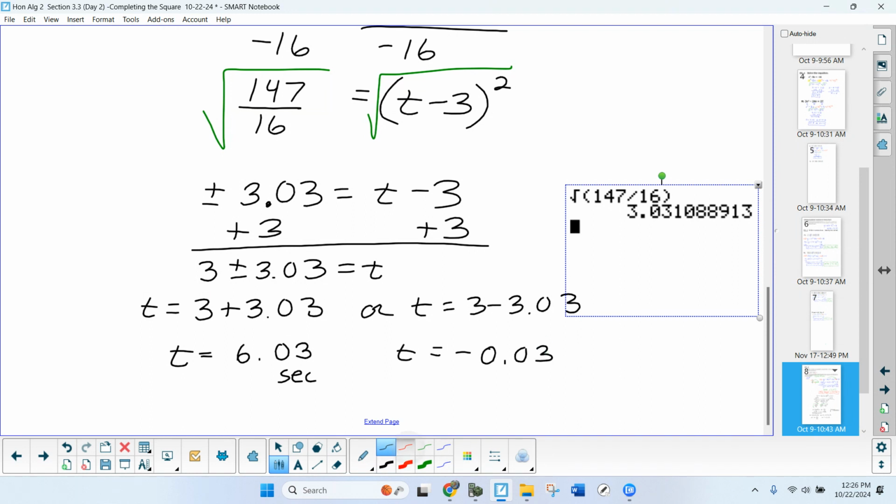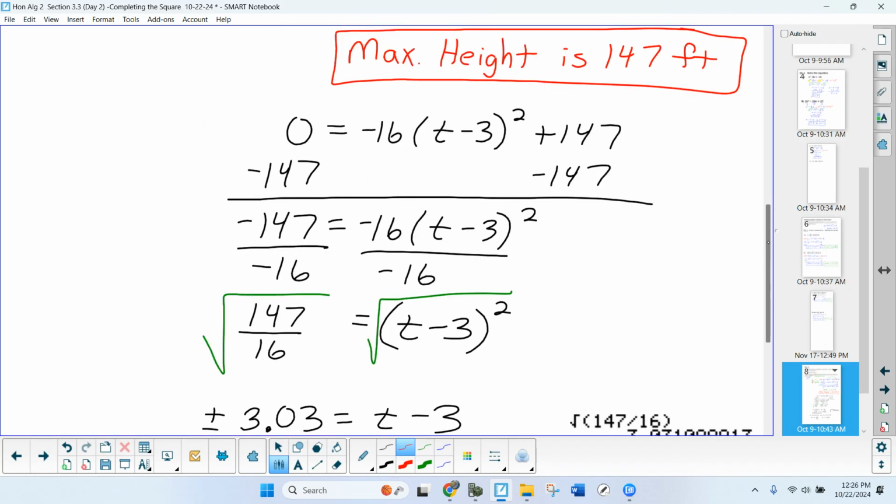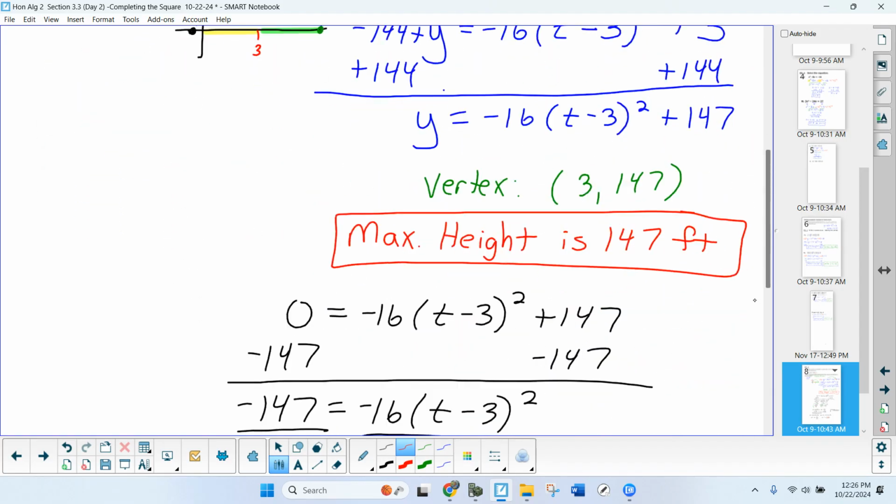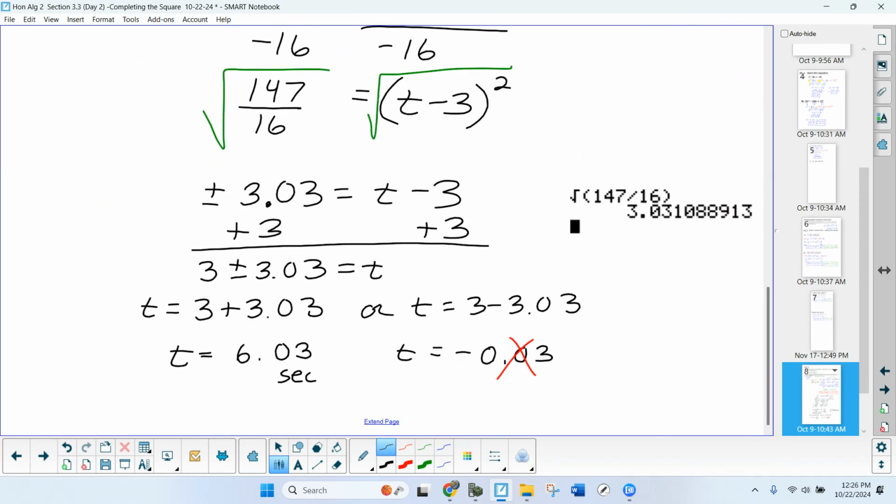Can time be negative? Look, it's a solution. What I told you the other one was over there. It's a negative x-intercept. That makes sense. It's just not a solution in terms of the context of this problem. This time can't be negative.